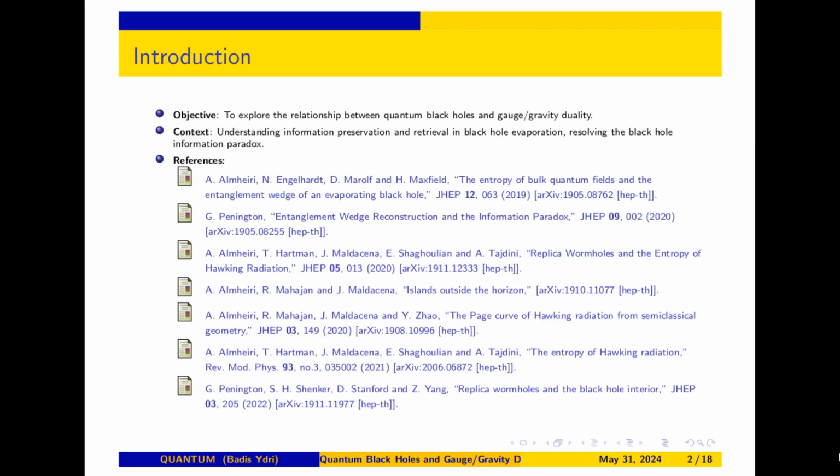This presentation is based on various seminal works, including those by Almheiri et al. and Penington. The primary goal is to explore the entropy of bulk quantum fields and entanglement in black holes. Understanding this relationship is crucial for addressing the black hole information paradox, a fundamental problem in theoretical physics. The paradox arises because classical general relativity suggests that information is lost when black holes evaporate, conflicting with the principles of quantum mechanics, which state that information must be conserved.